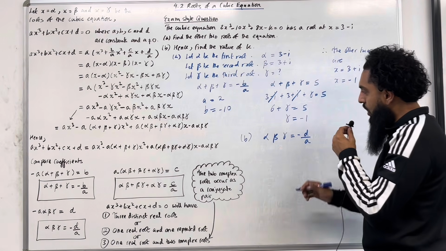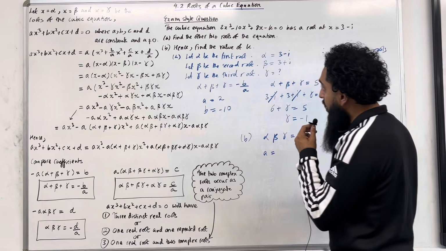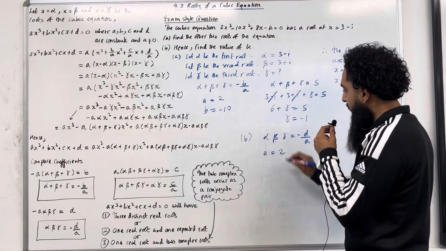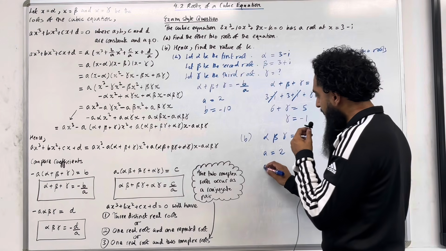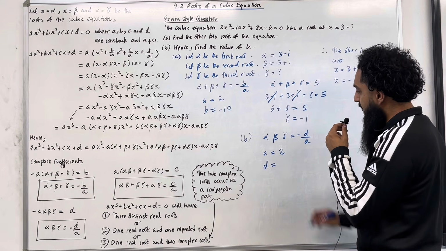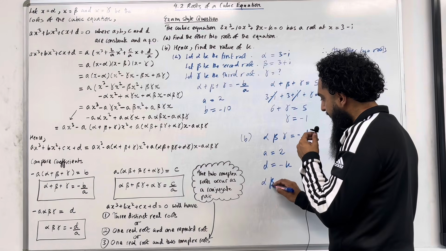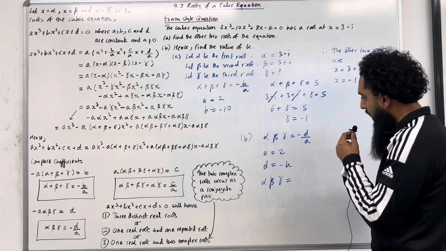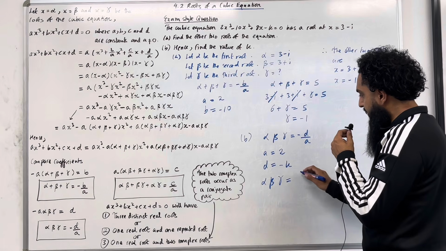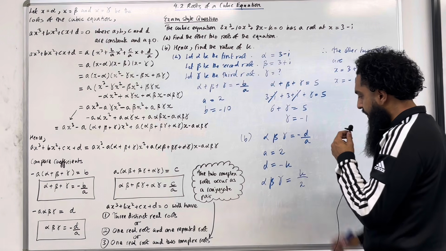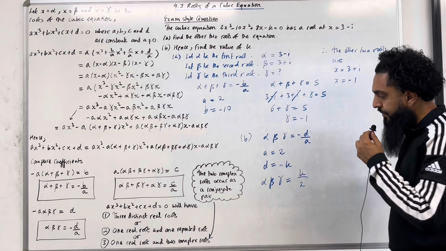So for our given cubic, we know that a, the coefficient of x cubed, is 2, and we know that d, the constant term, is minus k. So I've got alpha, beta, gamma is equal to minus minus k, which is just k, over 2, the a value, which is 2.